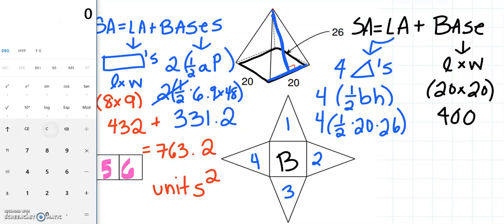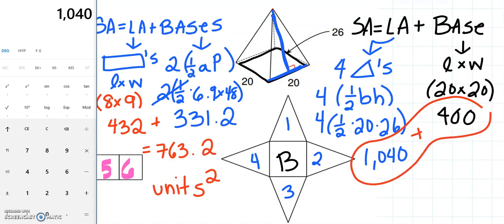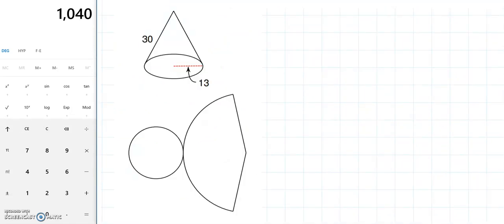So let me do this in the calculator. I'm going to do 0.5 times 20 times 26. That's the area of just one of my triangular faces. Now I'm going to multiply that by 4 because I have 4 of them. So it's going to be 1,040. So add those together, the 400 and the 1,040, and you're going to get 1,440 units squared.